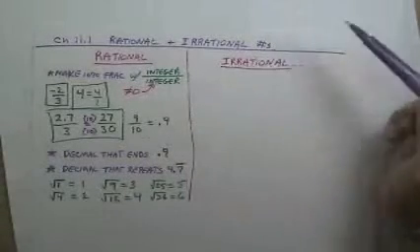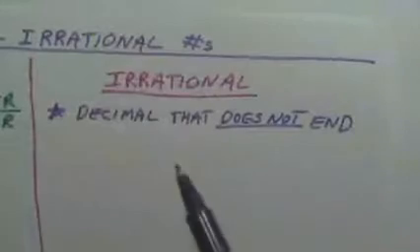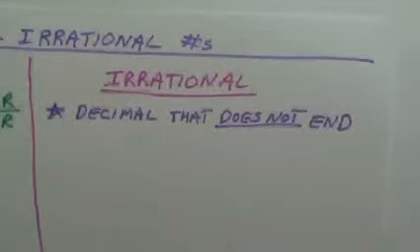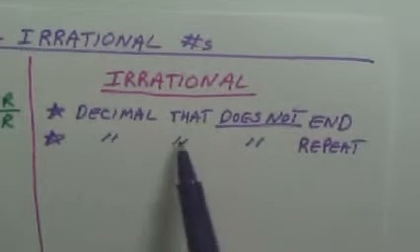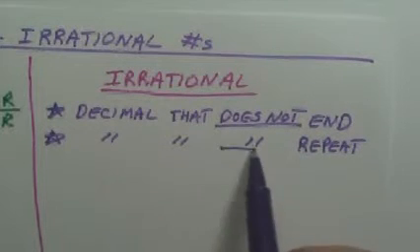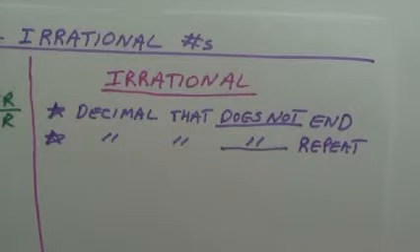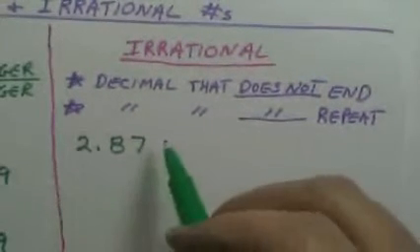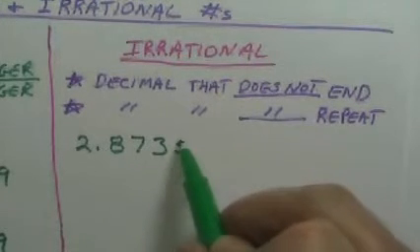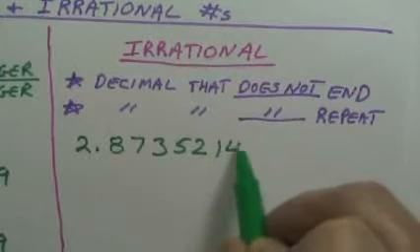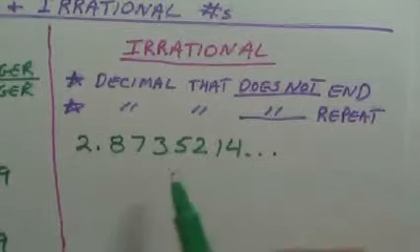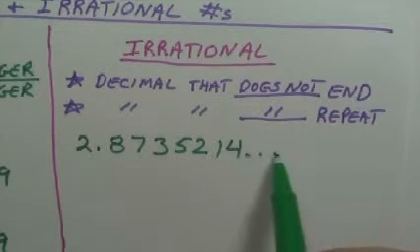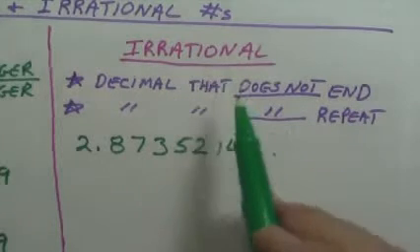So now let's go to irrational numbers. Well, first of all, if you see a decimal that does not end, and a decimal that does not repeat, those are irrational numbers. So, for example, if I have a number like 2.8735521 4 ... keeps on going. Okay, is it repeating? No. Does it keep on going forever? Does it end? No, it does not end. Therefore, it does not end, it does not repeat, therefore it is irrational.